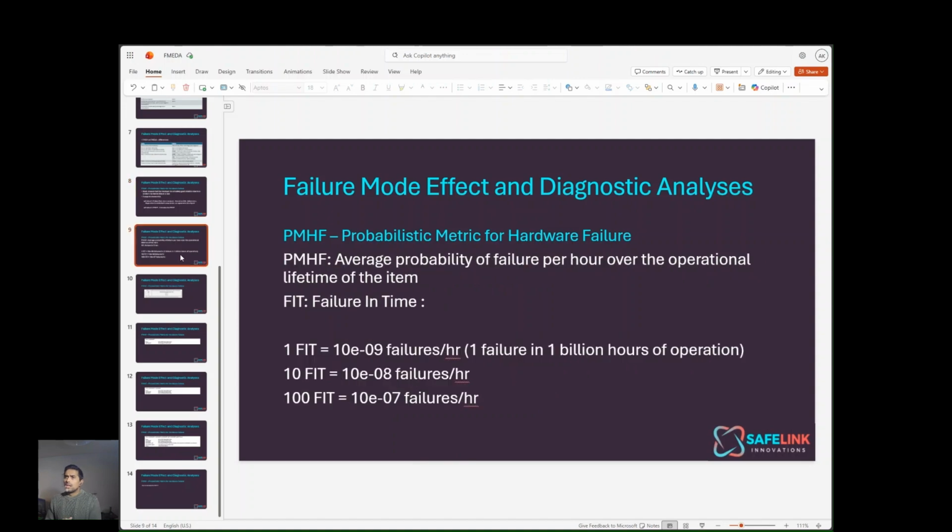Now, PMHF is defined as the average probability of failure per hour over the entire operational time of the item, which means the probability of failure that can lead to a safety goal violation or hazard over the entire lifetime of the vehicle. It could be a vehicle in this case, it could also be a robot. Item here represents the vehicle, the robot, or a subsystem inside the vehicle.